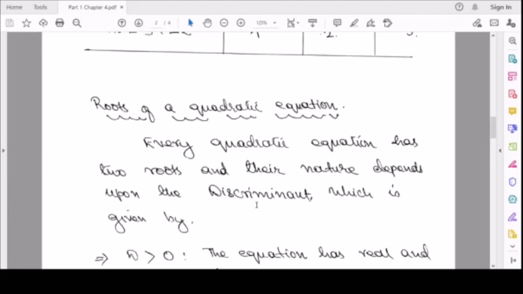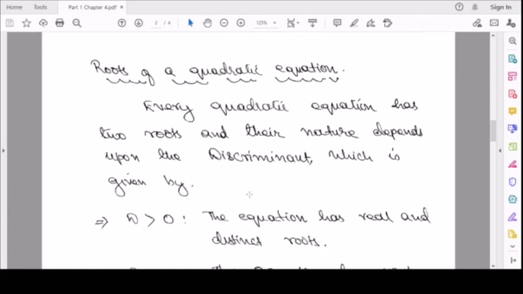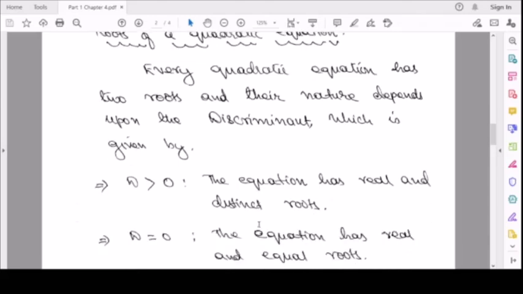The discriminant is given by b square minus 4ac. Now the nature of the roots will depend upon this b square minus 4ac, the discriminant. If the discriminant is greater than 0, then what will happen? The equation will have real and distinct roots. That means they'll have 2 roots which are real and distinct.